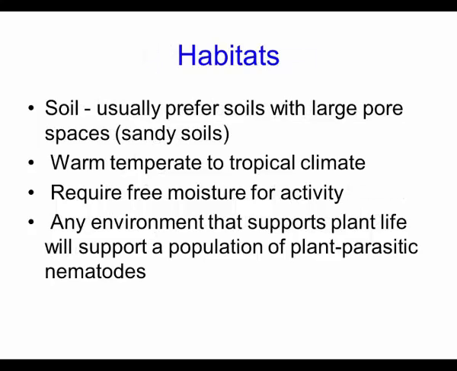Their habitats, predominantly, nematodes are found in the soil. Usually in soil with large pore spaces, such as a sandy soil or soil with high organic matter. It's important to realize nematodes do not tunnel in the soil. They're not earthworms, but they crawl through the existing pore spaces. So a structured soil, such as a sandy soil, has a better physical environment. They are most often associated with either a warm temperate or a tropical climate. Texas. Not so much in Maine. They require free moisture for activity.